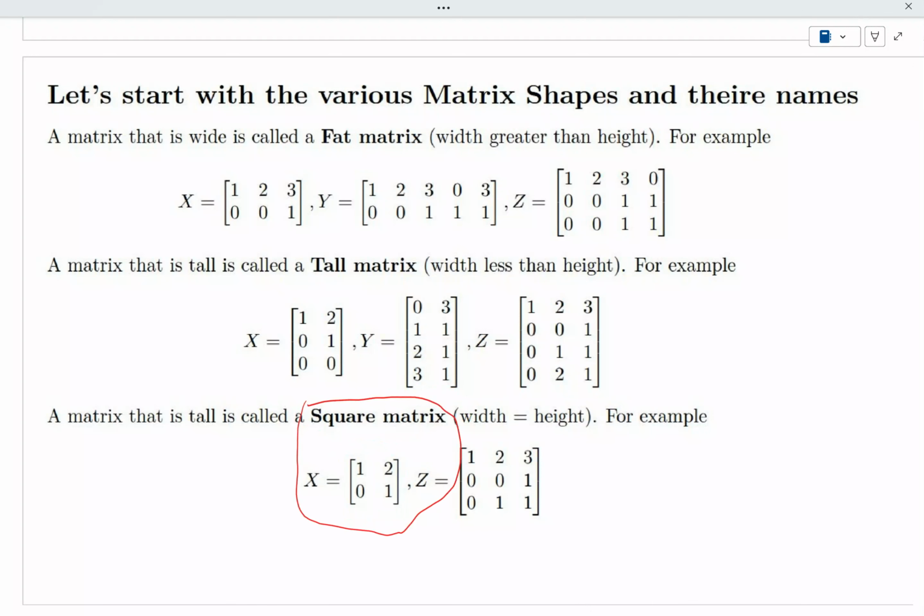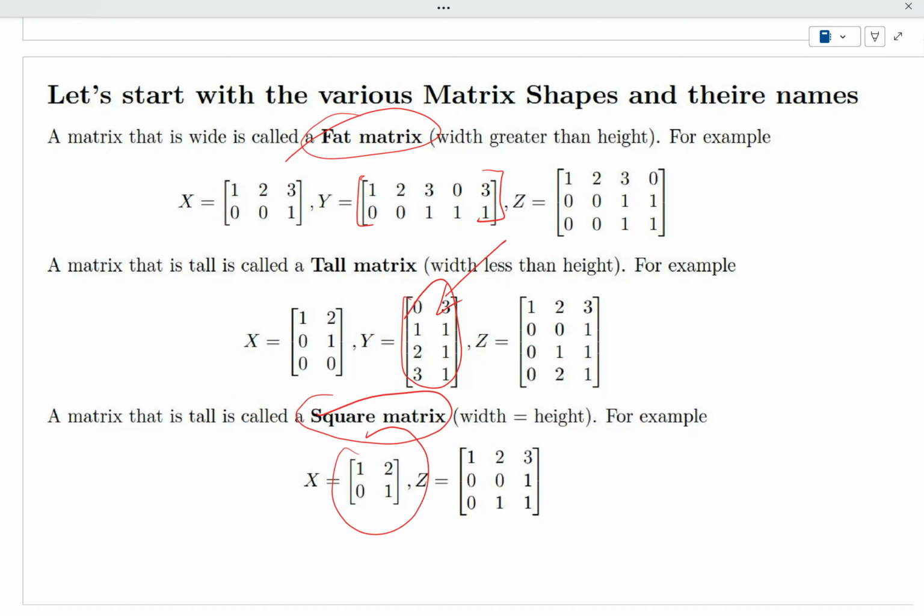However, not all matrices are square. Sometimes you'll have much wider ones. The ones that are wide, traditionally in engineering, we call fat matrices. And the ones that are long, like this, are called tall matrices. These are just some nomenclature. A square matrix has exactly the same number of rows and columns.